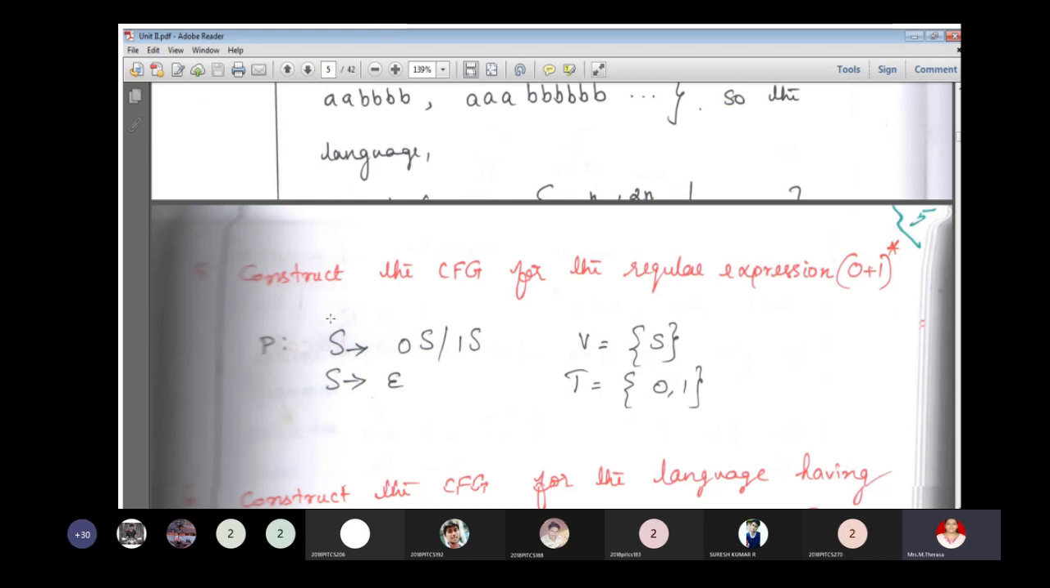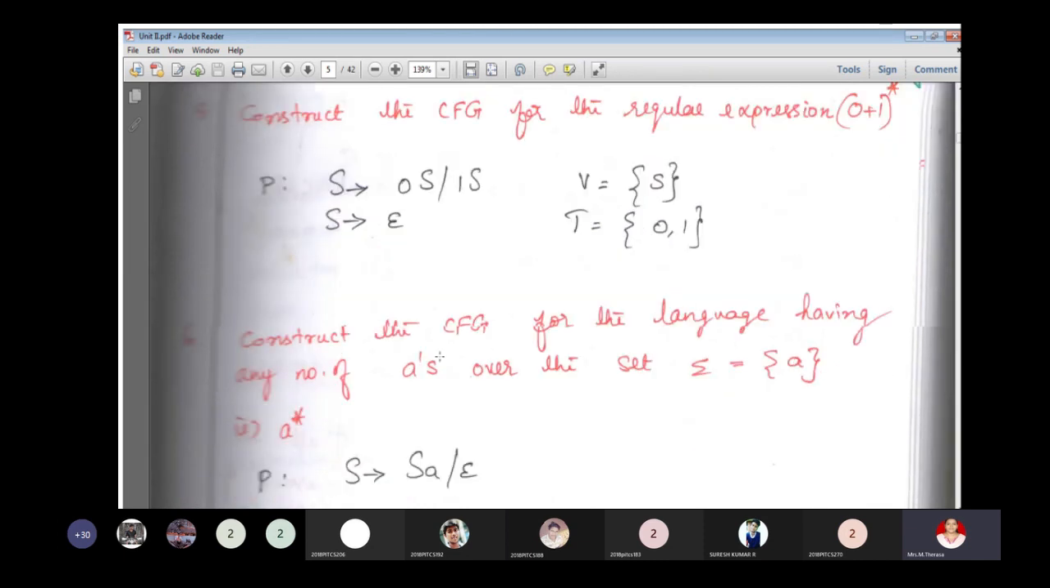Okay. So for that, you have to use a start symbol. For example, S tends to 0S or 1S or epsilon, where V is equal to S and T is equal to 0, 1. So this is the grammar. It can generate (0 plus 1) the whole star, which is nothing but any binary string including epsilon. Okay, next we'll see the next problem.